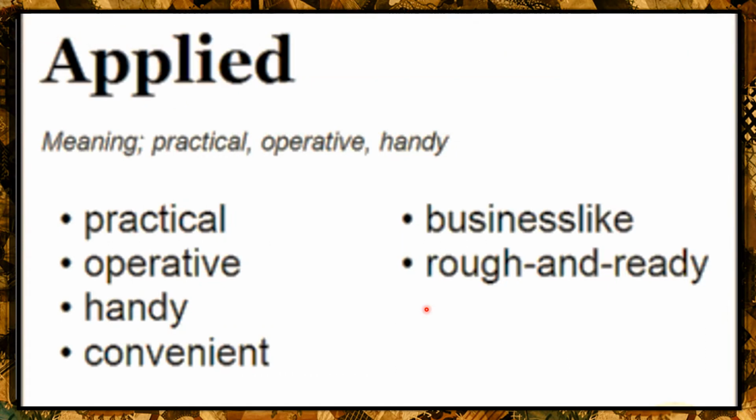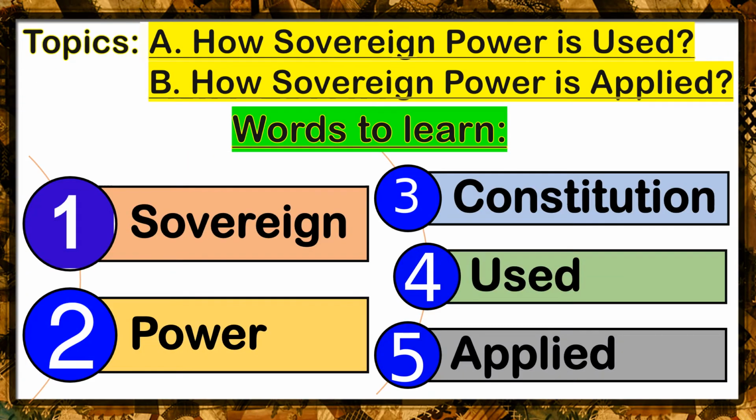Next, the last word, applied. Means practical, operative, handy, convenient, businesslike, rough, and ready. Applied means operative or the ways on how are you going to do things. So these are the 5 words that can help us better understand our topic for today.